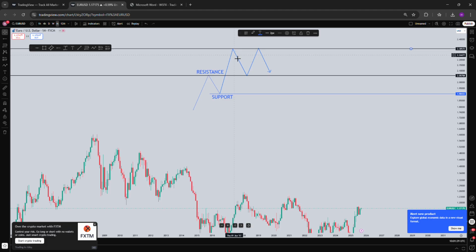It reversed at this point. It is safe to call this a resistance. Are we together? Please, I hope you're following me. It is safe to call this point a resistance.